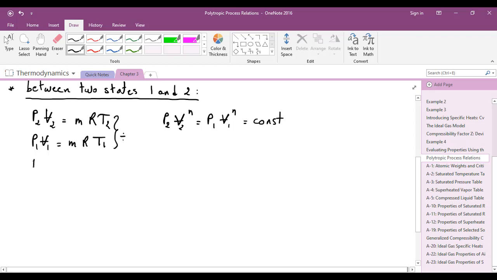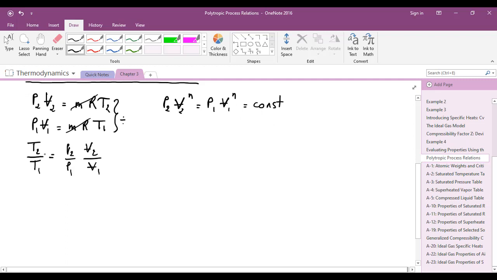So we will obtain T2 over T1. The m and the R will cancel out. Since this is a closed system, the mass is constant and the R is constant for a given gas. So we will obtain P2 over P1 times V2 over V1. So let's try to determine an equation T2 over T1 as a function of pressure only. So we need to replace V2 over V1 by an expression for pressure.